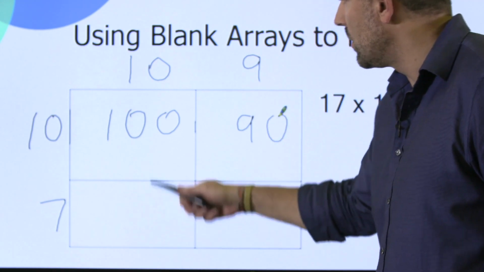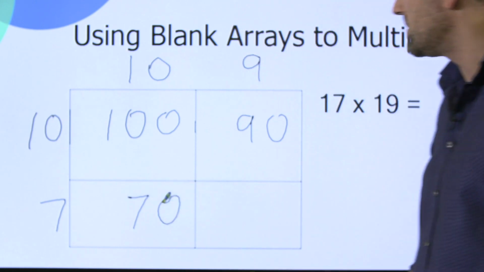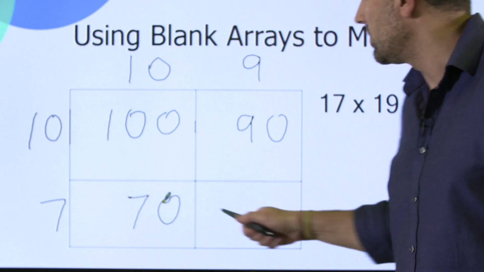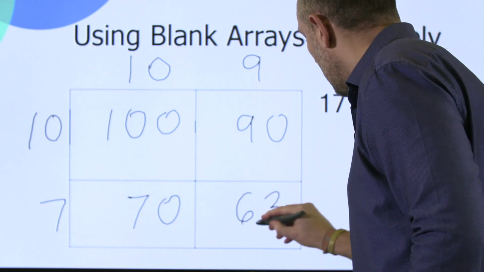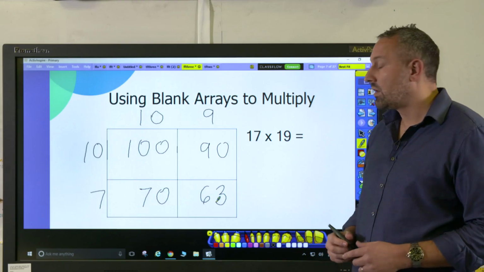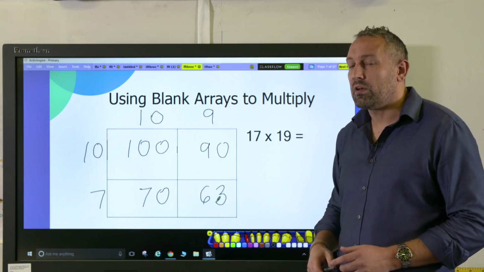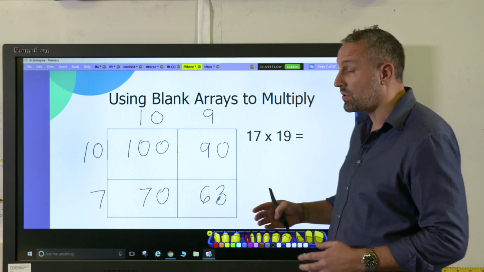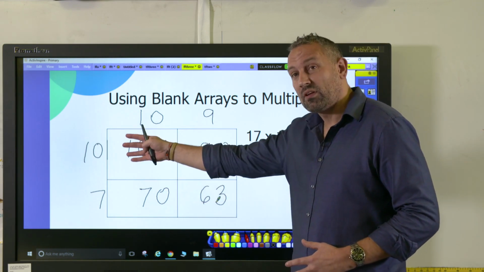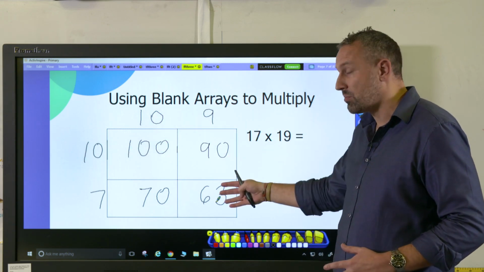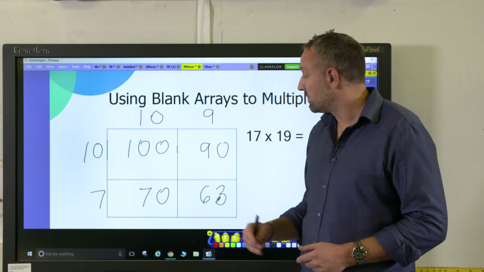Then 7 multiplied by 10, which is 70. And then 7 multiplied by 9, which is 63. Now we've got our 4 boxes full. Again, when you use this method, it's really good to get the children to understand that the largest answer in these boxes will be in the top left, and the smallest answer will be in the bottom right. And it doesn't matter how large the box, that will always be the case.